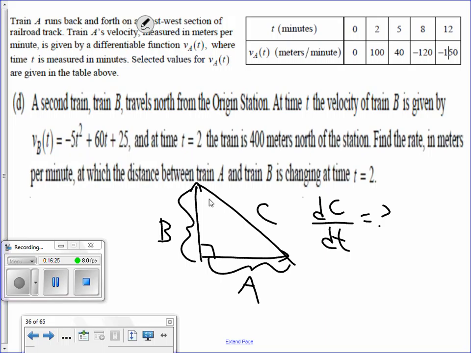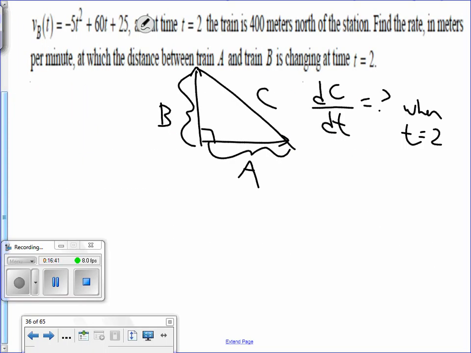At the time t equals 2. Now, whenever you're given this, we do know how these quantities are related. I'll do this part first. So what's the equation that relates A, B, and C? A squared plus B squared plus C squared.